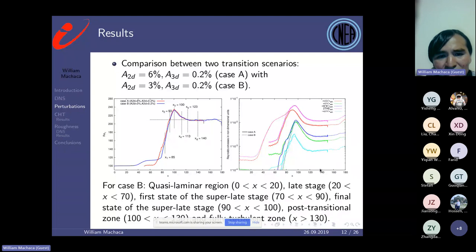Using these results and following the case B, we identified different stages of the transitions. First, we have a quasi-laminar region where these quantities have constant values, a late stage where the streamwise velocity fluctuations increase its value, a super late stage where all the quantities start to increase significantly its values, the post-transitional region where the friction Reynolds number decreases its value, and finally, the turbulent region.